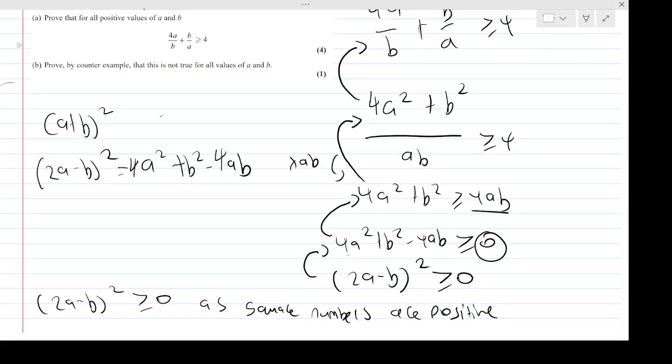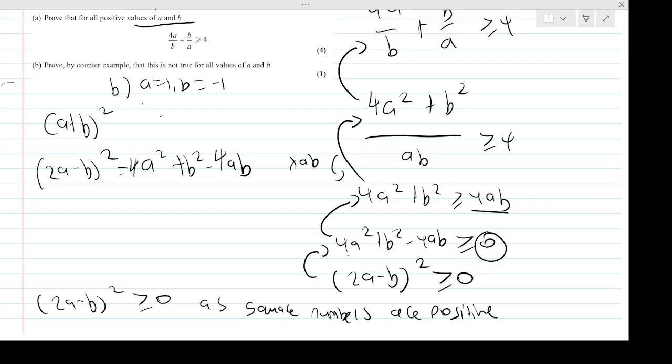for all values of a and b. So okay, we know it's true because we did prove it. It's true for all positive values of a and b. If a and b are both positive, then that's true. Now it's not true then for other values. So maybe let's take a is positive and b is negative then. I'll do part B here actually. Let's say that a is 1 and b is negative 1, right?